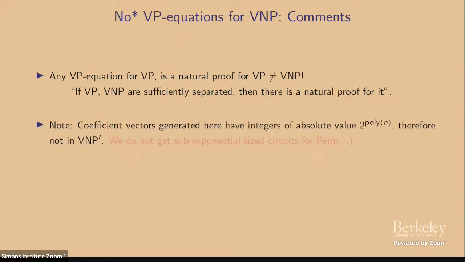Something to note is that the coefficient vectors that we generate here have large absolute value. They look like 2 to the poly n. So they are not in VNP prime, so we are not contradicting the hardness of permanent here.